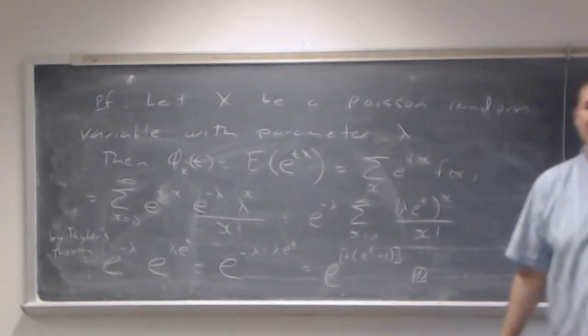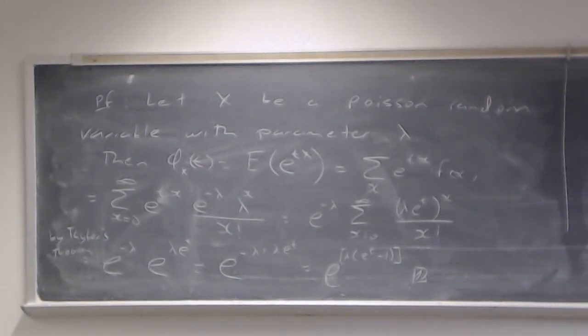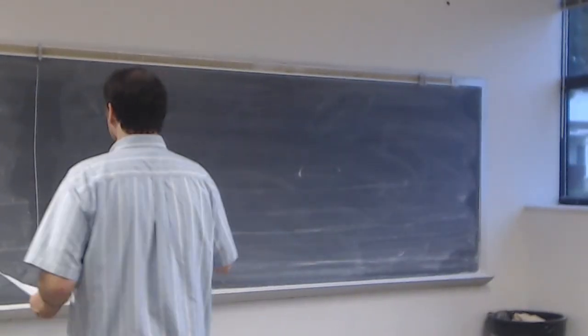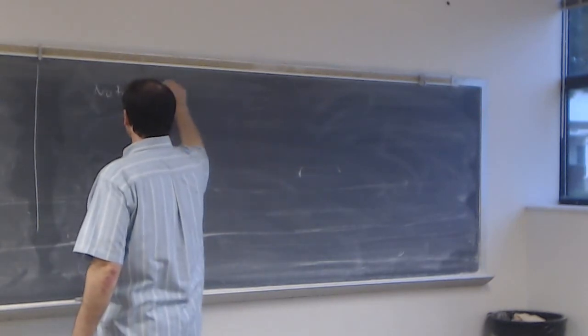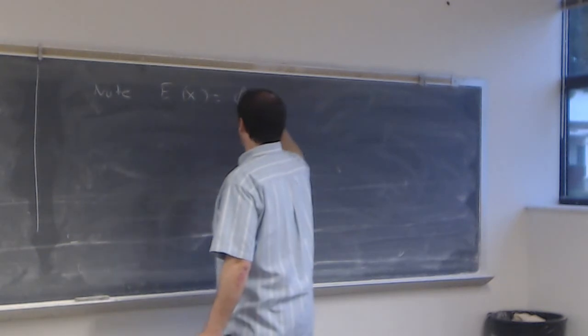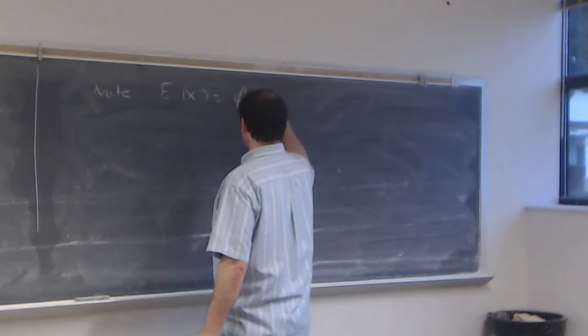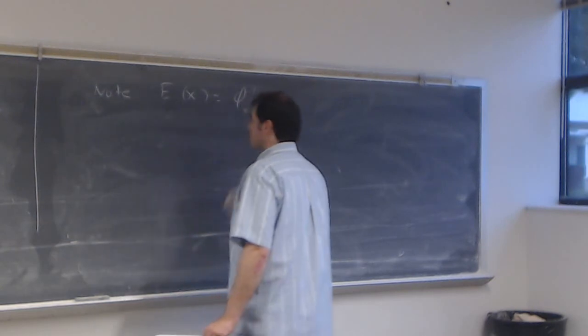Okay, let's verify using the moment generating function what the expected value of Poisson would be and what the variance would be. Both of them are lambda, but let's verify that. And that'll be the last thing we do for this video. Note, the expected value of X is nothing more than the first derivative of the moment generating function evaluated at 0.